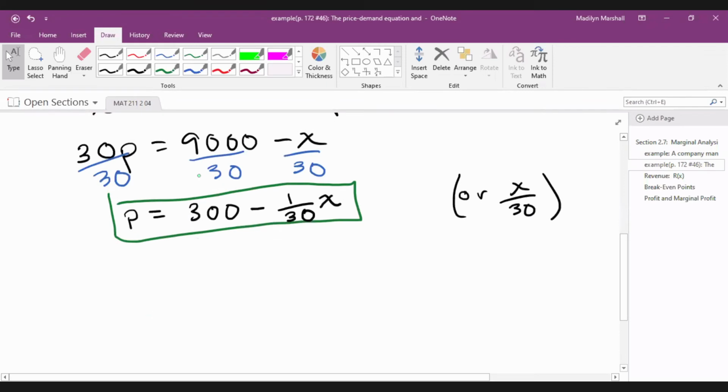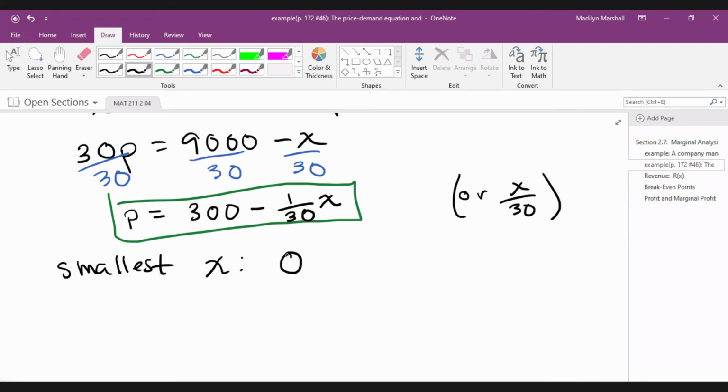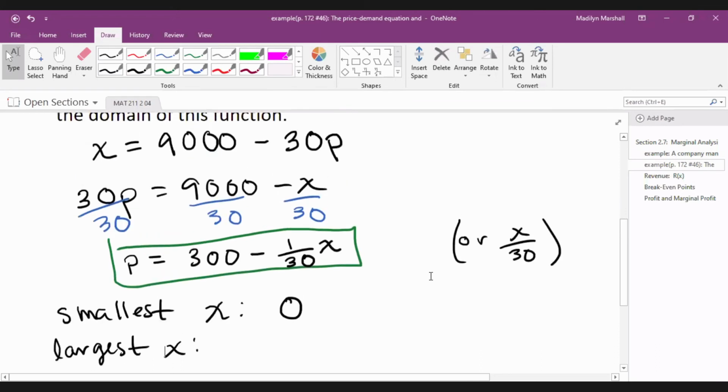So what is the smallest thing that x can be? 0, exactly. x can't possibly be less than 0. So smallest x, I'm just going to write this in words for now. If we are selling x units of a thing, it's impossible to sell negative things. So our smallest x is 0. We also need to figure out the largest x.